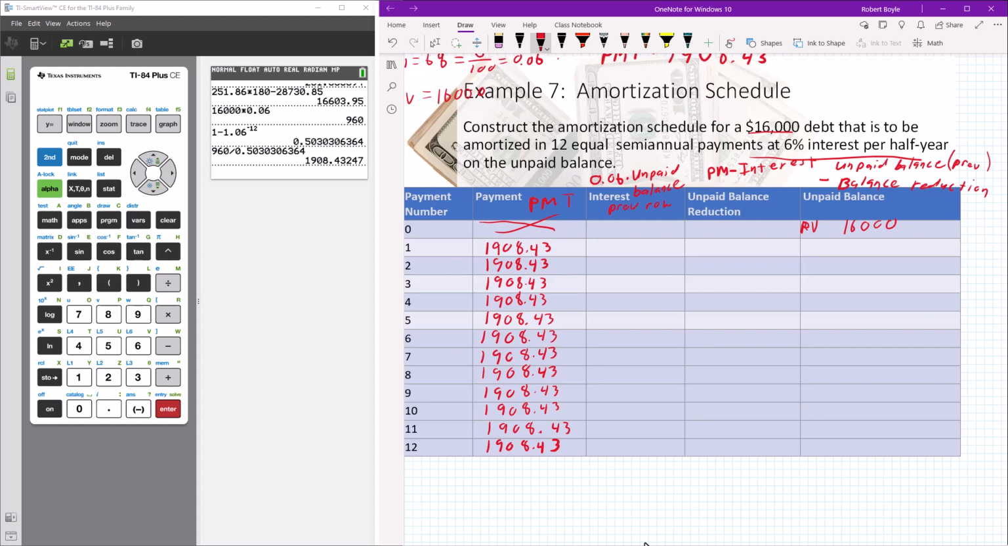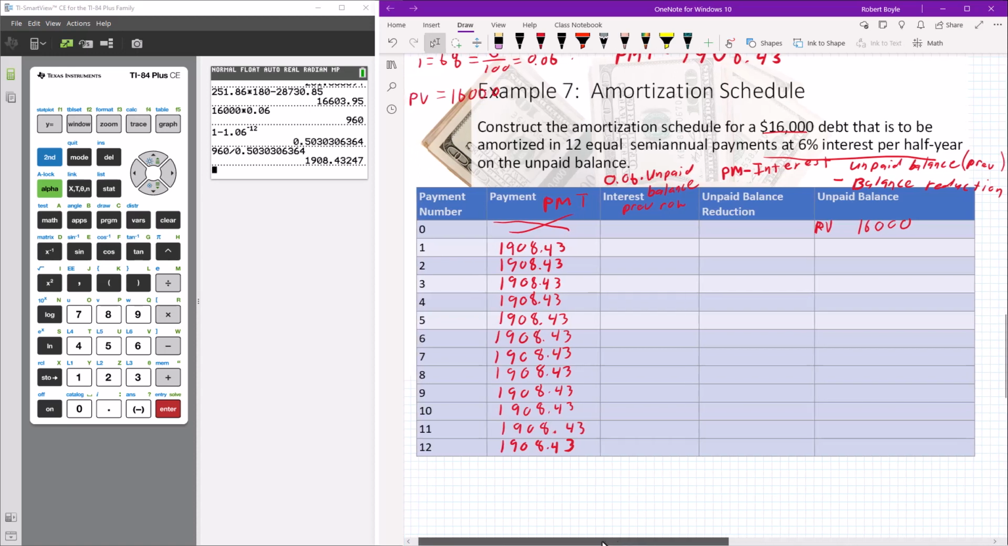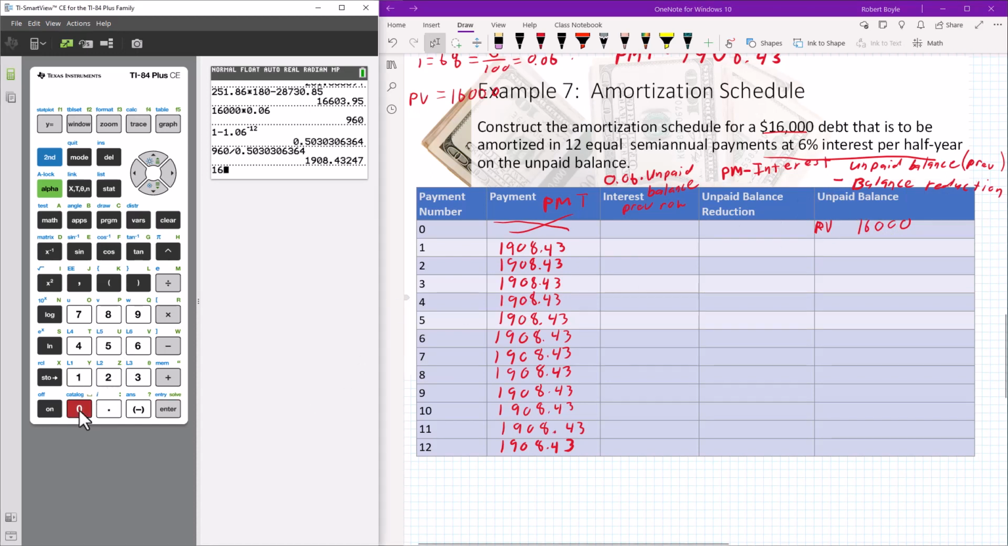Now, it looks a little daunting, but if I walk through this a couple of times, I think you'll actually get it. Now, we want to start off with figuring out, so we're down here, we've made our first payment, and we want to figure out what the interest is, or how much of that is going to go to the interest. Well, the amount that's going to go to interest is going to be the unpaid balance in the previous row, which is 16,000, times the interest, which is 0.06. We get 960. That goes here.